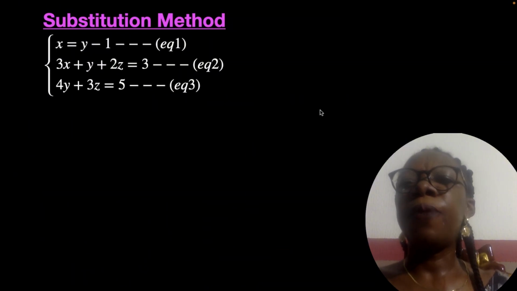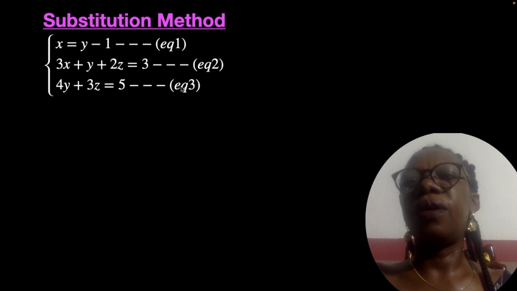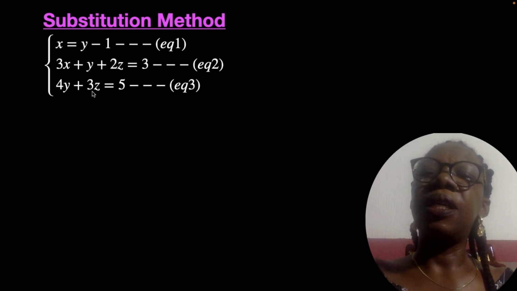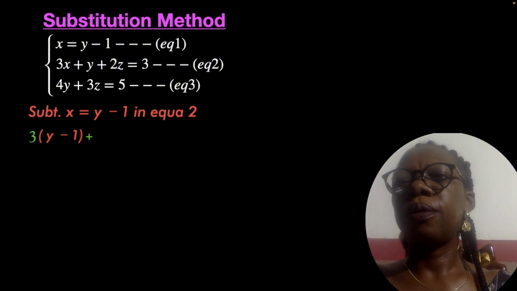Okay, here we have 3 variables. x is equal to y minus 1, equation 1. 3x plus y plus 2z is equal to 3, equation 2. 4y plus 3z is equal to 5, equation 3. Right. From equation 1, we have that x is equal to y minus 1. So we can substitute this in equation 2 in order to eliminate x here, because in equation 3, we don't have x. Alright, 3 times (y minus 1) plus y plus 2z is equal to 3.